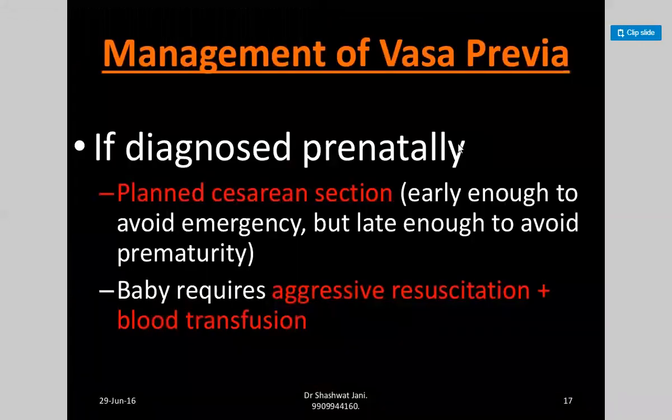And how are we going to do the management? Definitely it has to be diagnosed prenatally, not during the delivery. If you diagnose it beforehand, it decreases fetal mortality. For that, we have to think about a planned cesarean section early enough to avoid an emergency, but late enough to avoid prematurity. The baby requires aggressive resuscitation plus blood transfusion. So we have to think about this condition.